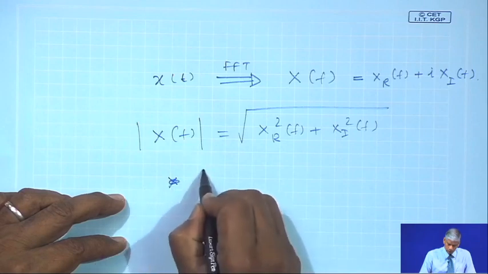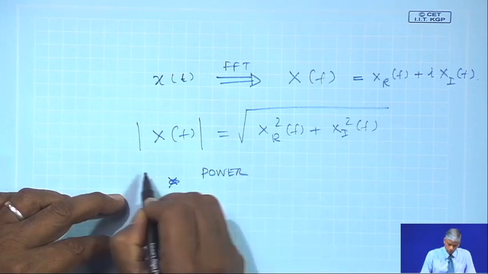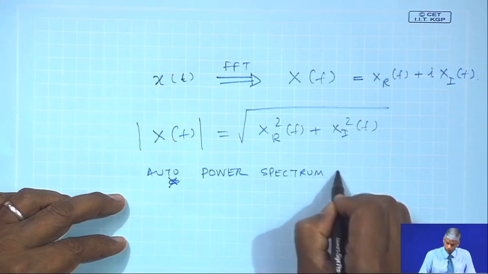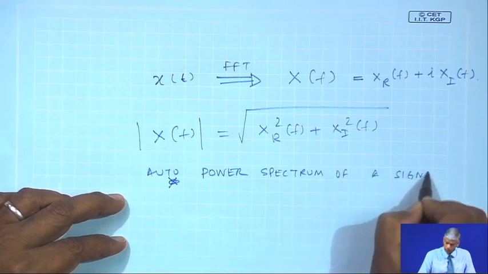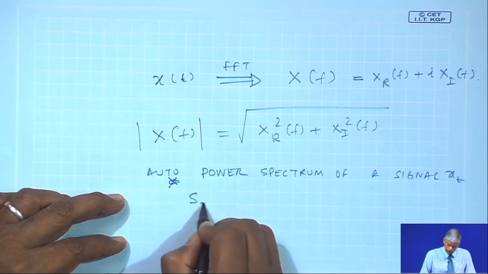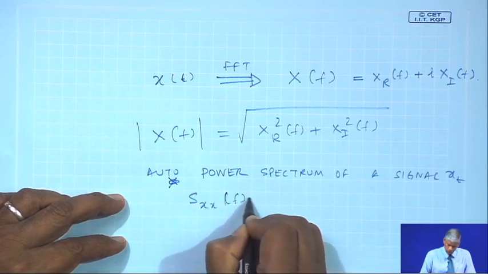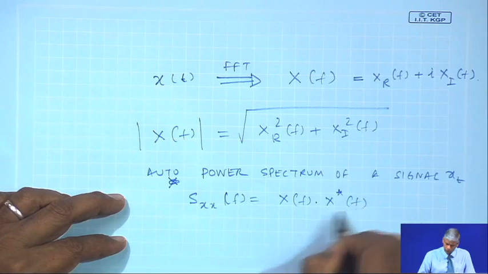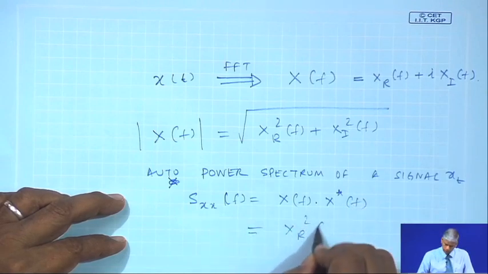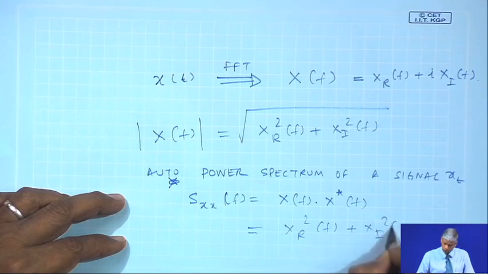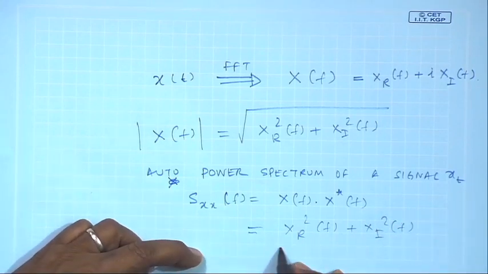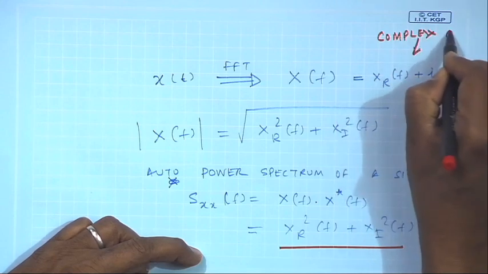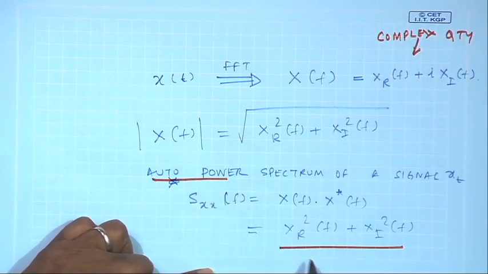There is a term called power spectrum, or auto power spectrum, of a signal x(t), represented by Sxx(f), which is nothing but X(f) times X conjugate(f). So, this will boil down to X real square plus X imaginary square of f, and though the Fourier transform of any signal is a complex quantity, the power spectrum is a real quantity.